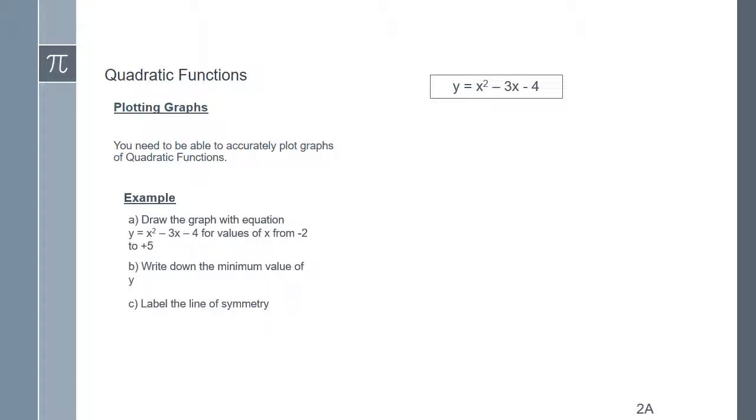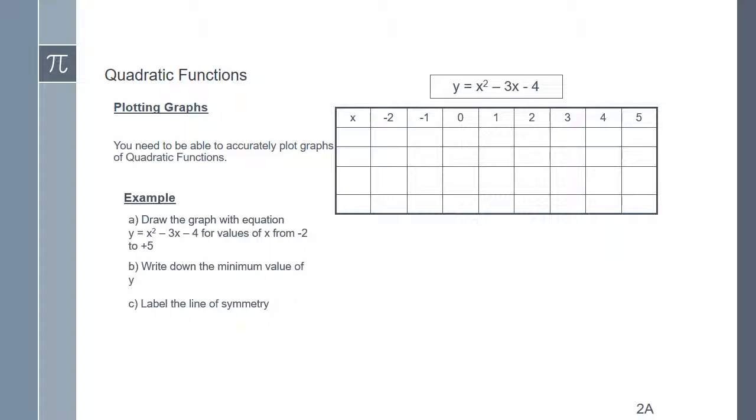So y equals x squared minus 3x minus 4. First step, draw out a table. x is between minus 2 and 5, so we have all the numbers there. And then work out each of the terms of the function. We've got x squared, which is 4, 1, 0, 1, 4, and so on. We've got minus 3x; we work out 3x, which is minus 6, minus 3, 0, 3, 6, 9, 12 and 15. And then we've got x squared minus 3x.